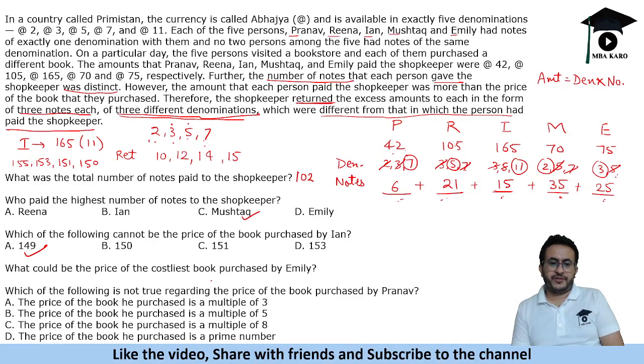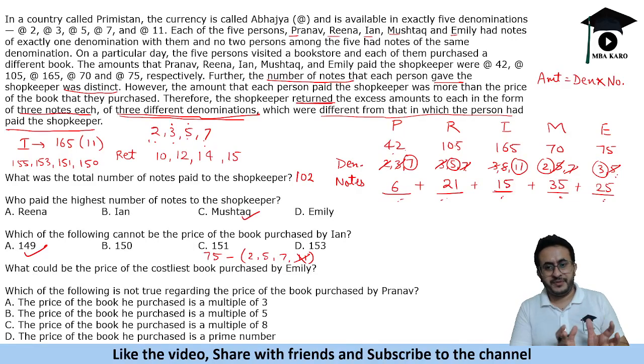What could be the price of the costliest book purchased by Emily? Now Emily paid 75 and was returned 3 of the values. So she has to be returned 2, 5, 7 and 11. The return should be least. If you have to purchase the costliest, that means the amount returned to you should be the least. So the least amount returned will be 2, 5, 7, so this is 12, 14. So 75 minus 14 is 61.